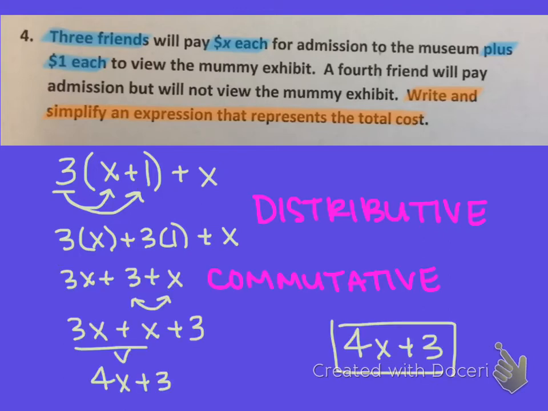So the other property is commutative. We can switch the places of the 3 and the x so that our like terms with the variable x are next to each other, and then we combine like terms and simplify.